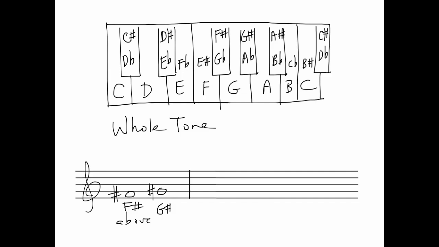Now let's try a whole tone above B. Let's find B on the keyboard and go two notes above it, 1, 2, and we find ourselves on the C sharp or D flat key. And since we need to go only one note away from B, we need to choose the C sharp.